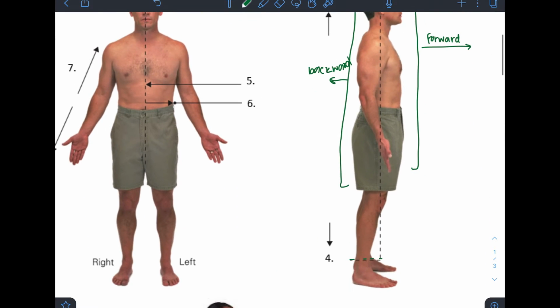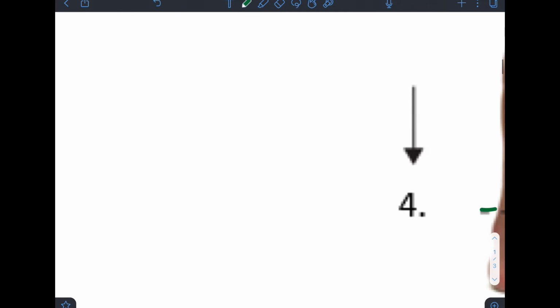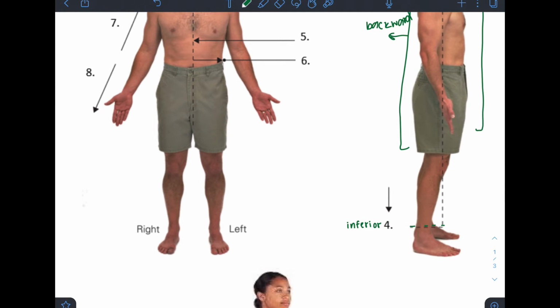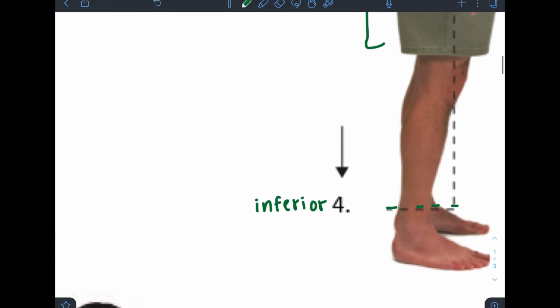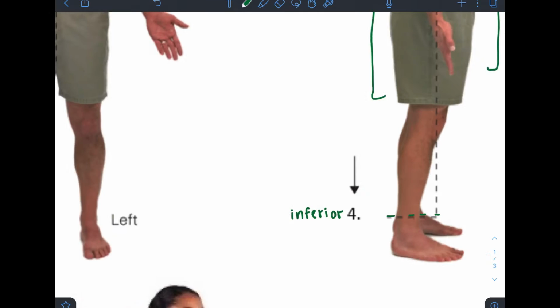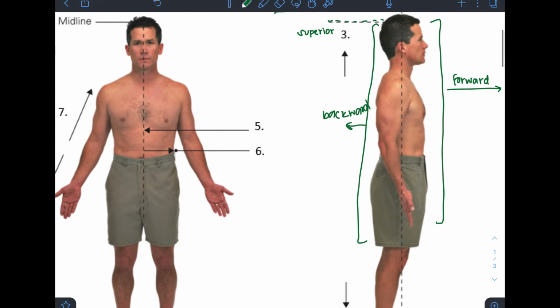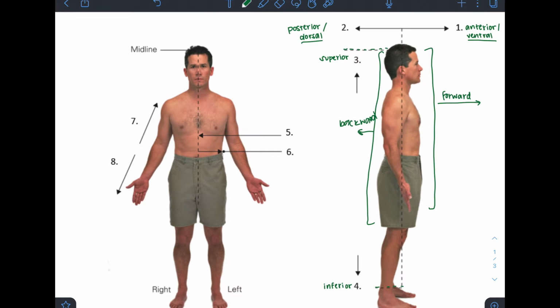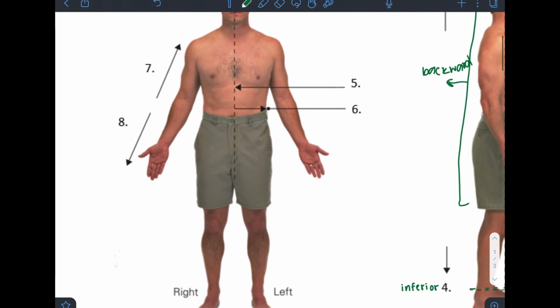And then on the other side, we have number 4, which is going to be inferior. And it's quite literally the opposite of superior, so this one is easy to remember. And as I mentioned before, this is towards the feet of the body, so you can either think of it as away from the head, or you can think of it as towards the feet. So anything that's away from the head is going to be inferior. And then superior is anything that's going towards the higher part of our body. Okay, so we have finished with this half of the picture. So let's move on to terms 5 through 8.